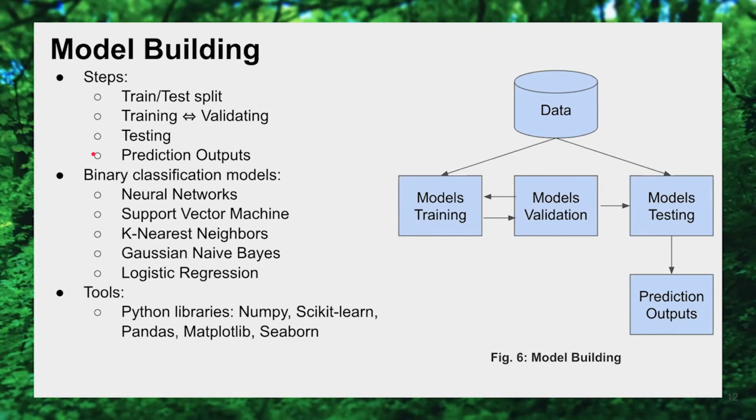We're using the top 5 binary classification models, which are neural networks, support vector machine, k-nearest neighbor, Gaussian naive-Bayes, and logistic regression. The reason we use a binary classifier is because we only have 2 values in our class column, which are either fire or no fire. The tools we're using are mostly Python libraries, and Tyler will continue with neural network.